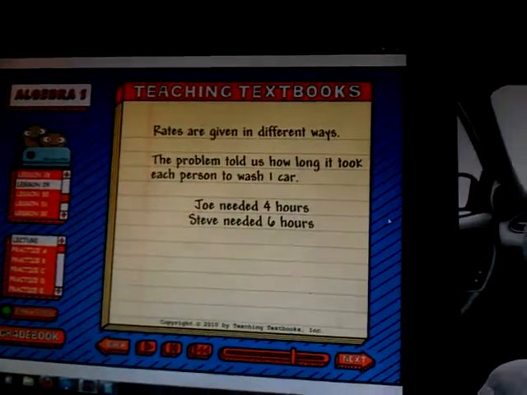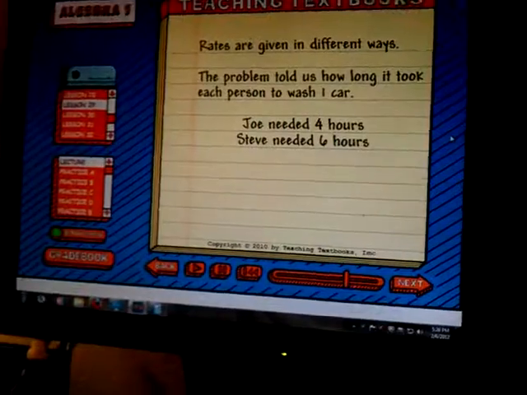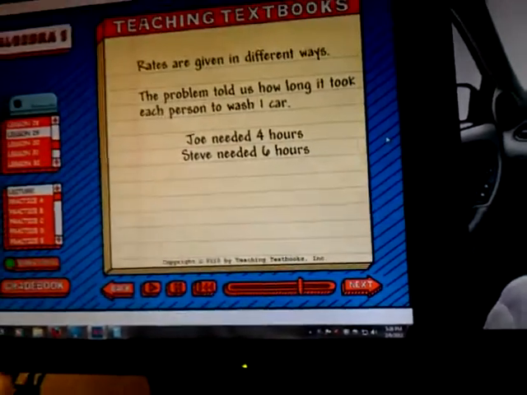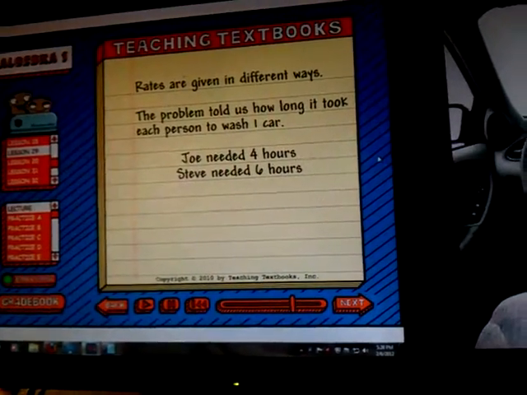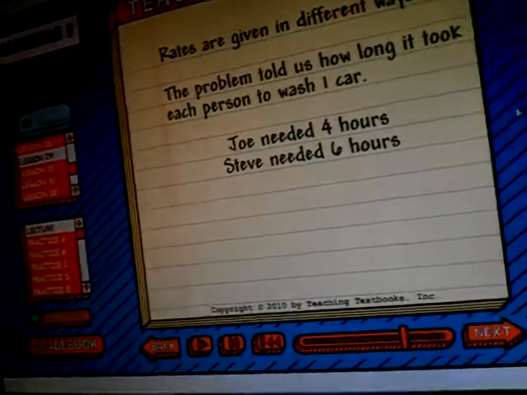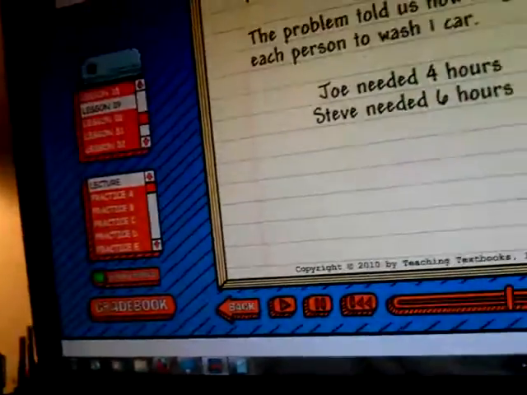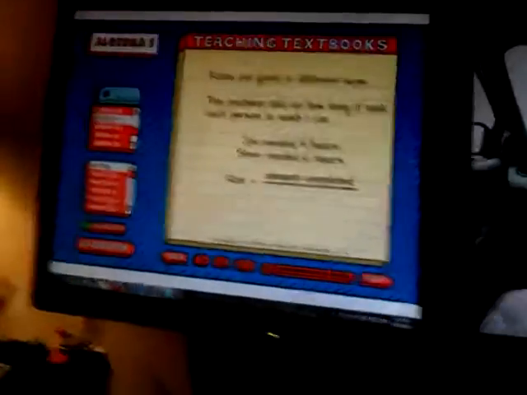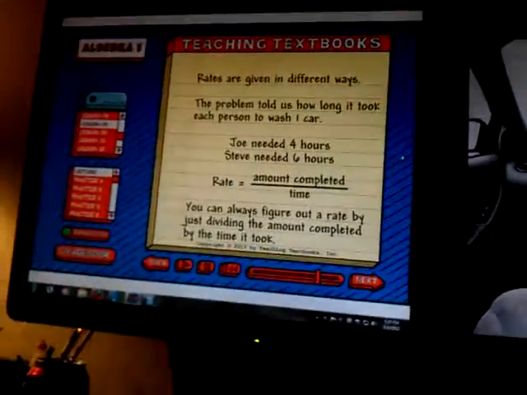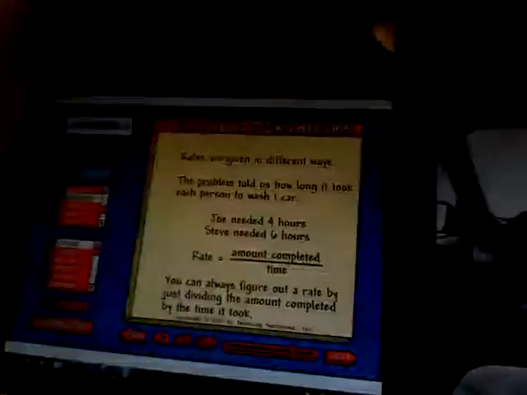That's not the normal way a rate is given. Usually it's 3 cars per hour or 2 cars per hour or something like that. And when you have a rate that's given differently like this, what you have to do is figure out the rate per hour. You have to calculate that yourself. It turns out you can always figure out a rate by just dividing the amount of work completed, number of cars washed or whatever it is, by the time that it took. If you're given that information, then you can calculate the rate. So let's just do another rate calculation.